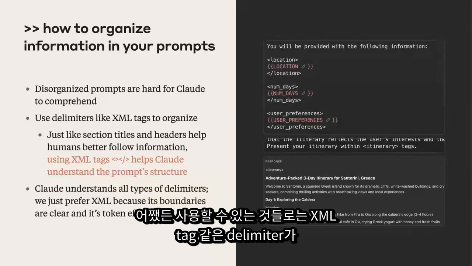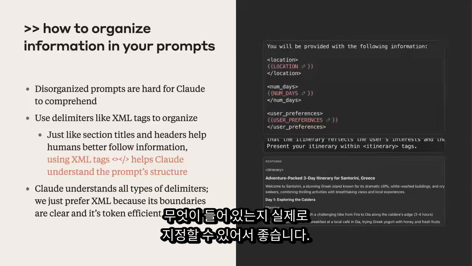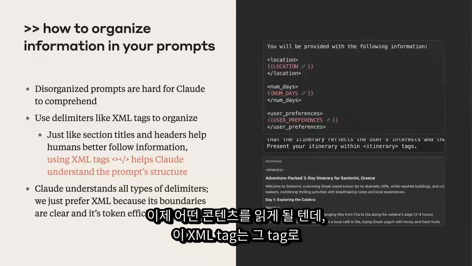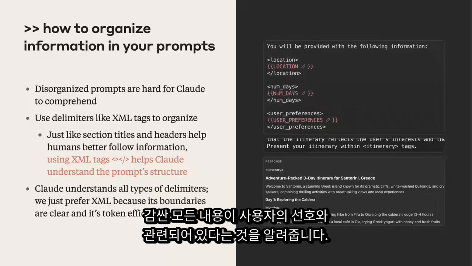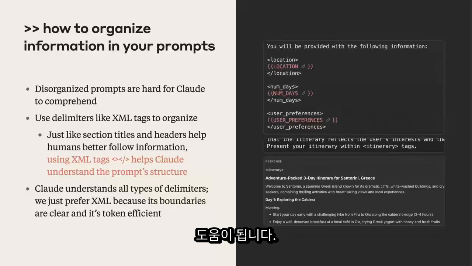Anyway, so some things you can use: delimiters, like XML tags. Also, Markdown is pretty useful to Claude, but XML tags are nice because you can actually specify what's inside those tags. So we can tell Claude, here's user preferences. Now you're going to read some content, and these XML tags are letting you know that everything wrapped in those tags is related to the user's preferences. And it helps Claude refer back to that information, maybe at later points in the prompt.